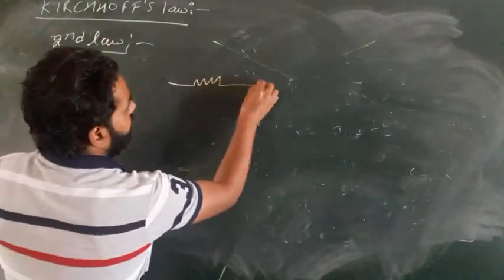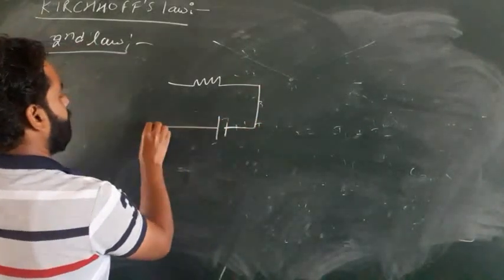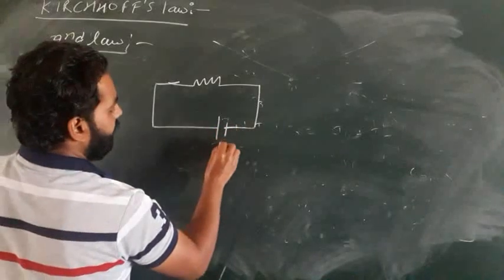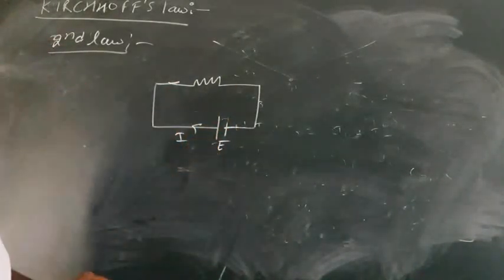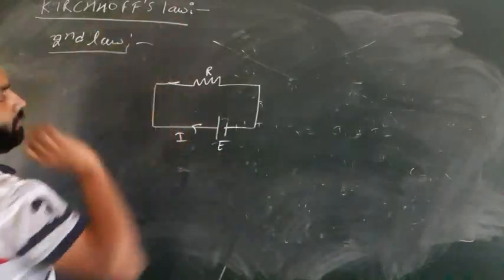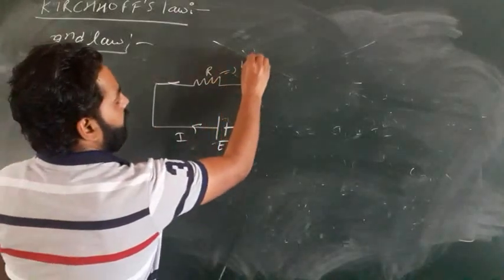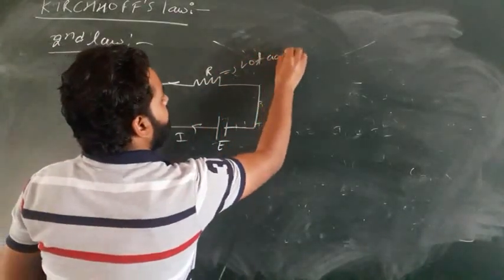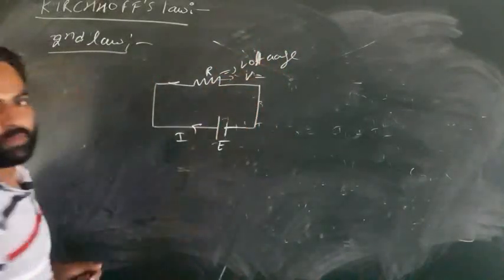For example, if we take a simple circuit, this is a circuit, this is EMF E here, and current I starts from here. So this is a closed circuit. So what is the second law? If current I flows here, its resistance is R. So what is the voltage across that? If you want to find the voltage V for that, V is equal to, what is V?